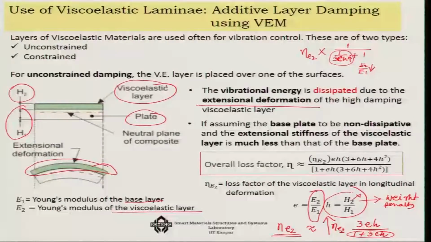So, if there is a large difference of modulus of elasticity, and this becomes the dominating part, then with eta E2 it will have a reciprocal effect. That means the overall damping will get sacrificed very much. So, we have to judiciously choose the modulus of elasticity ratio of the system.